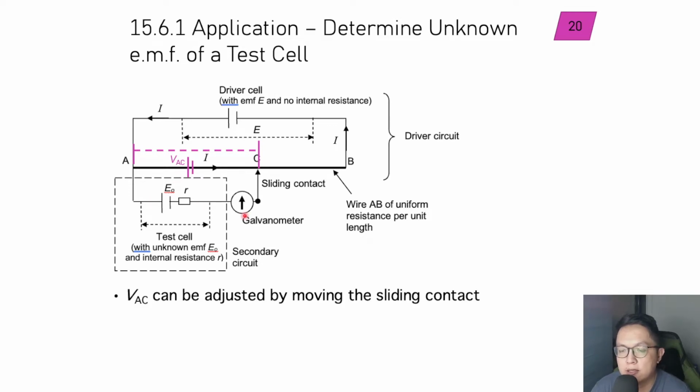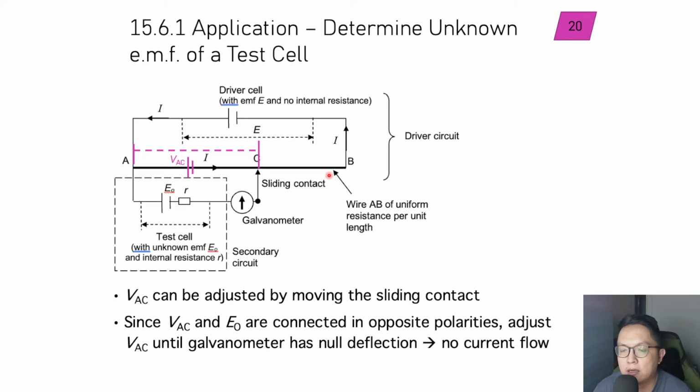I can adjust VAC by moving the sliding contact. If I slide this more to the left, VAC will be smaller. If I slide more to the right, VAC will become bigger. Since VAC and E naught are connected in opposite polarities, adjust VAC until the galvanometer has null deflection, no current flow.